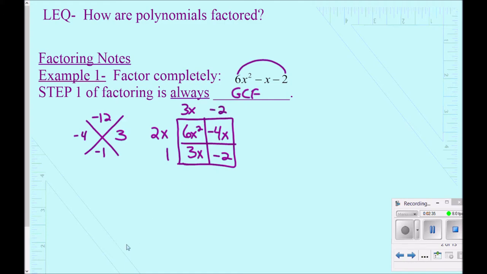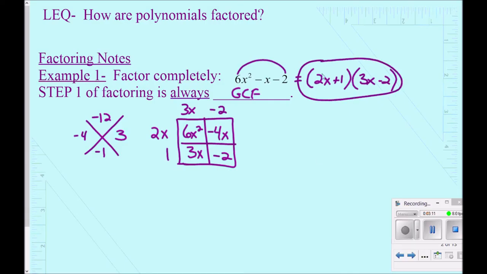If they're both negative, you want to pull out a negative. Now, to check that, you should multiply to see if you get what's inside the boxes. I'm not allowed to change what's inside, but I am allowed to change what's on the outside if it doesn't end up working correctly. So 2x times 3x should be 6x squared. It is. 2x times -2 should be -4x. It is. 1 times 3x should be 3x. Yes. And 1 times -2 should be -2. So that's how I know that the factors are 2x plus 1 and 3x minus 2. And we know with multiplication the order doesn't matter, so I could have had those in the reverse order. That's how we factor a trinomial.